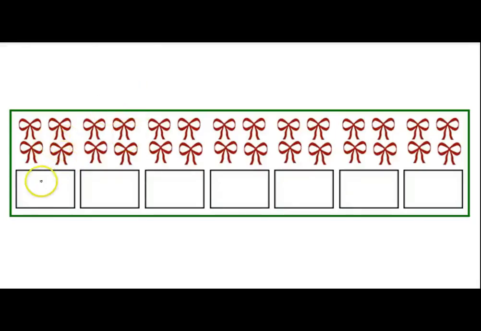If I have one group of 4, that would be 4 bows, then 8, 12, 16, 20, 24, 28, and so on. One pattern you should notice when counting by 4s is the ones digit will always be even. So we have 4, 8, 2, 6, 0, 4, 8, and it will continue 2, 6, 0. So your ones digit will always be even.